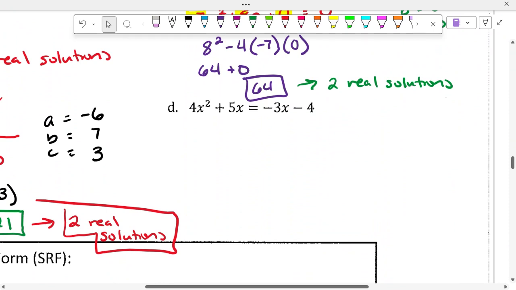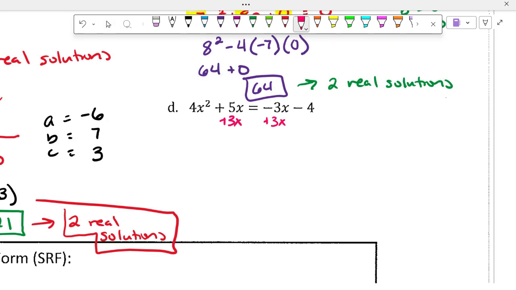So with letter D, I got to get one side equal to 0. So what do I need to do? Add the 3x to both sides and what? Add the 4 to both sides. So remember, it's just combining like terms. If there's nothing for it to combine to, you just slap it on at the end. So this would be 4x squared plus 8x plus 4.